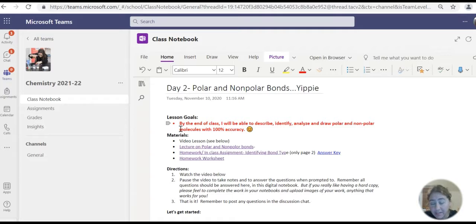By the end of this lesson, you will be able to describe, identify, analyze, and draw polar and non-polar molecules with 100% accuracy. Yes, I said 100% accuracy. I know you guys, you can do this. We've been working up all the steps in order to get to this, so now we're ready for the final part of it.